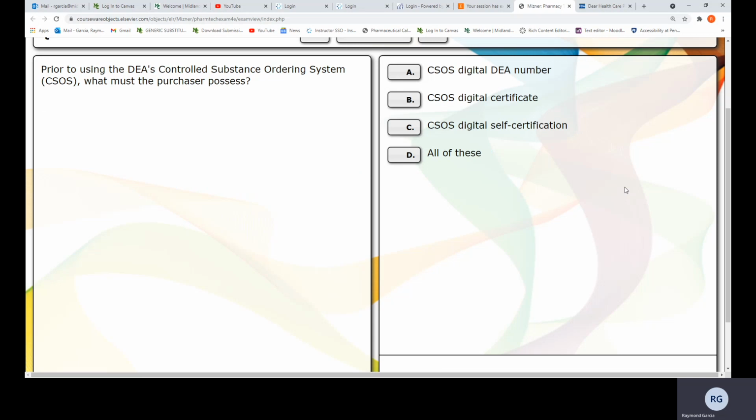Prior to using DEA's Controlled Substance Ordering System, or CSOS, what must the purchaser possess? A CSOS digital DEA number, CSOS digital certificate, CSOS digital self-certification, or all of these?